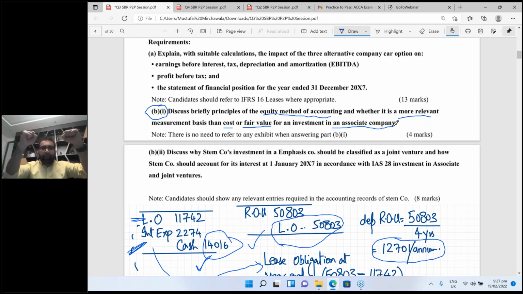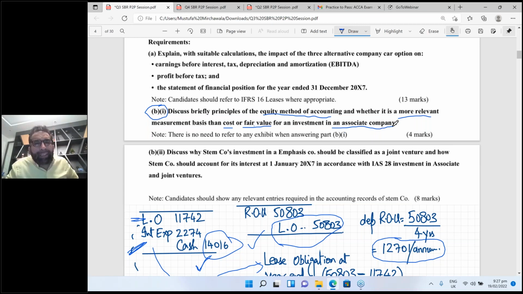Whenever you get control of an entity, you do adding together. But if you don't have control, you just have significant influence. In that case, you just do COI, cost of investment, add post profits of associate company, multiply by your share, and you just report it in one line. Now, this is what we call equity accounting.